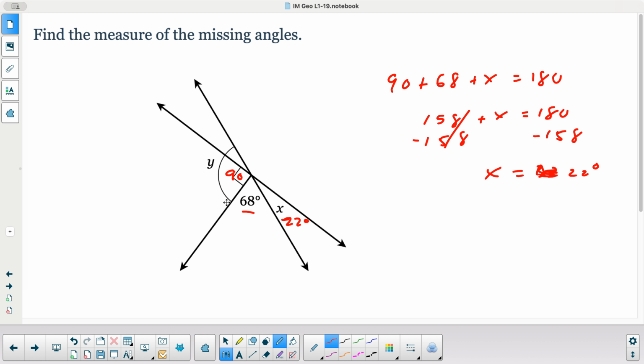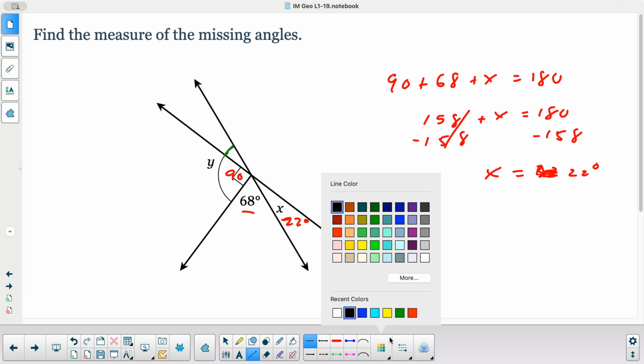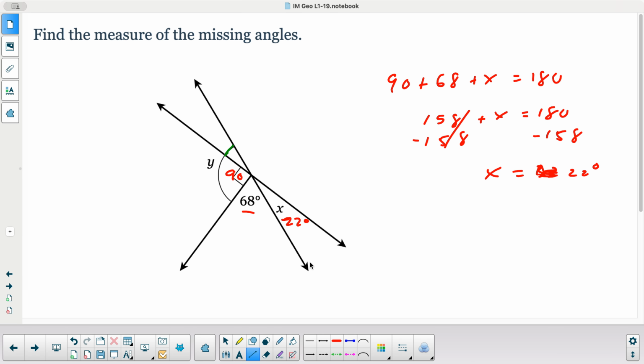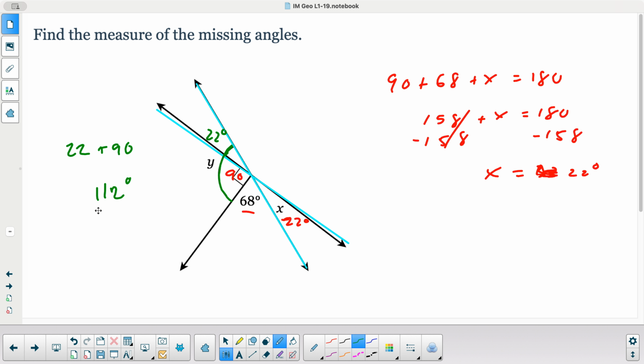Now, why is this whole thing here? It's really 90 plus this angle. So if you look closely here, and I'll use some colors to show you, if I just look at these blue lines here and try not to look at the rest of it, you can see that this little green mark is vertical to x. So this has got to be 22 degrees. So y all the way here is 22 plus 90, which gives me 112 degrees for y. Okay?